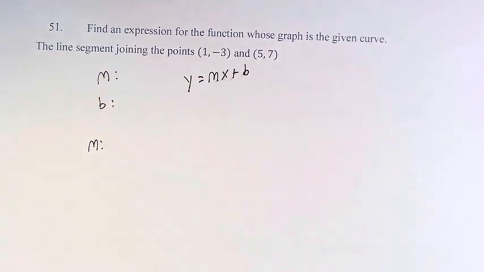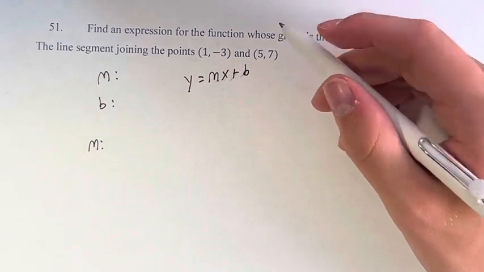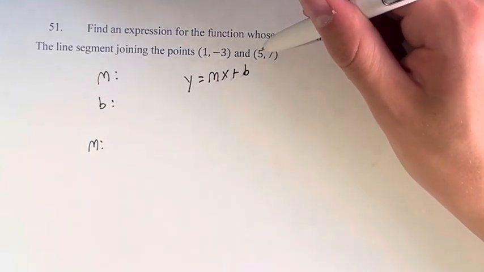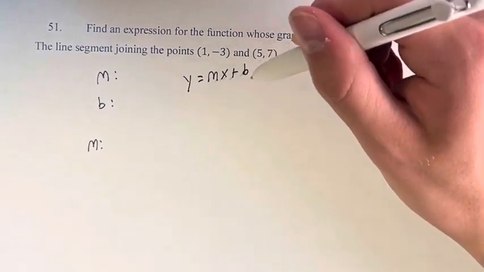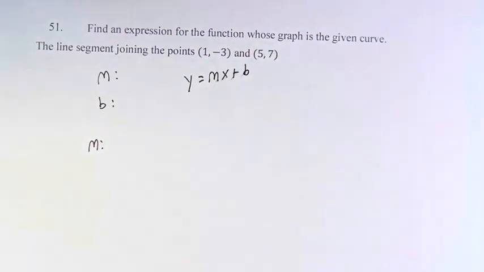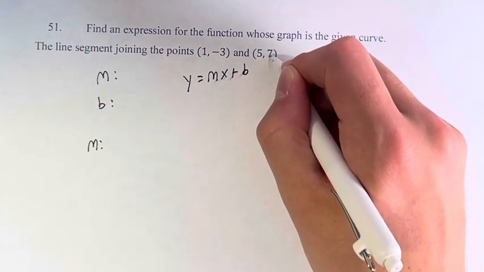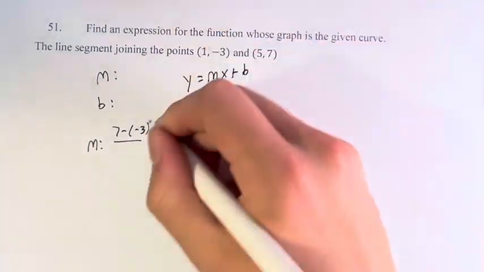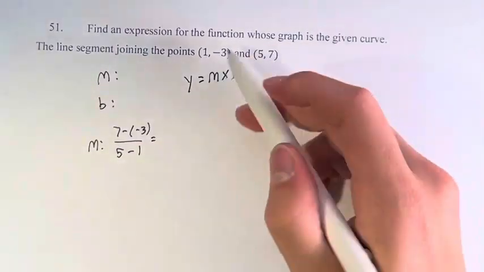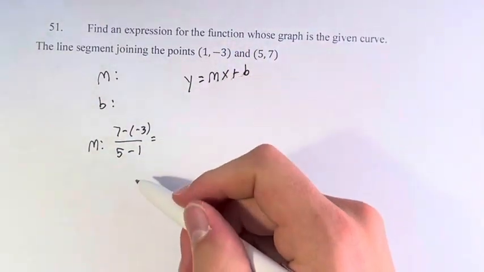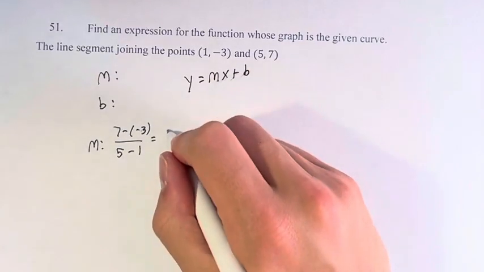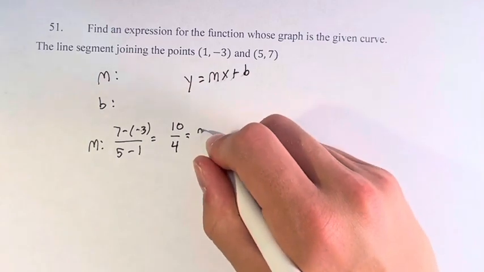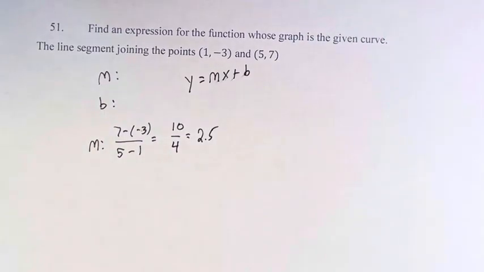m, the slope, is going to be the change in y over the change in x. What does that actually mean? Well, it means we're going to take these points, this x value and this y value, and from them we're going to subtract these points. So we have 7 minus -3 and 5 minus 1. You could do the subtraction the other way around, but it just has to match. 7 minus -3 is 7 plus 3, which is 10. 5 minus 1 is 4. So this is 10 over 4, which is 2.5.